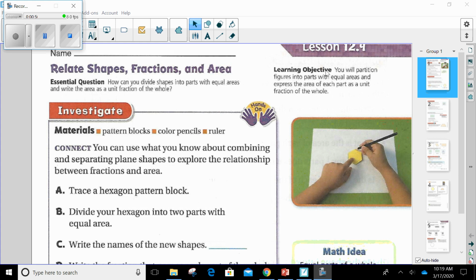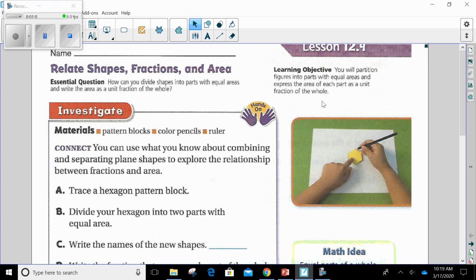Okay, our objective is you will partition or divide figures into parts with equal areas and express the area of each part as a unit fraction of the whole. Remember, a unit fraction is only one part of the fraction. So it would be 1/2, 1/3, 1/4. The numerator is always 1. So it's one of the parts. So it's 1/10. Okay, so that's what the unit fraction is.